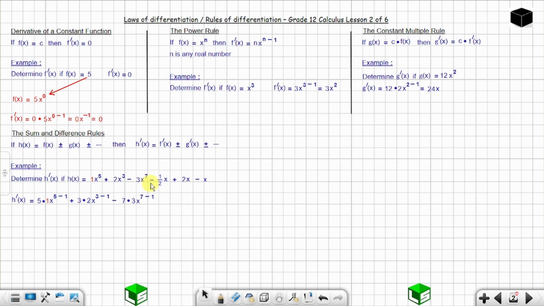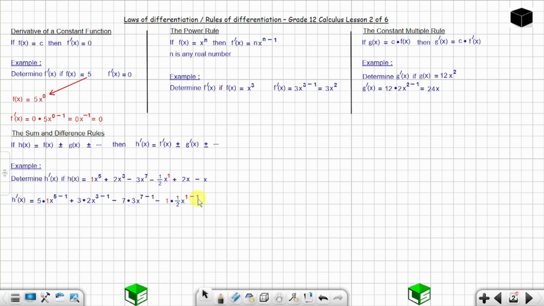Okay, let's carry on. You have minus. You have an invisible exponent of 1 there. Okay, can you see that? So you are going to take 1 times a half, okay, 1 times 1 over 2, x to the power of 1 minus 1. Okay, you subtract 1 from the exponent.